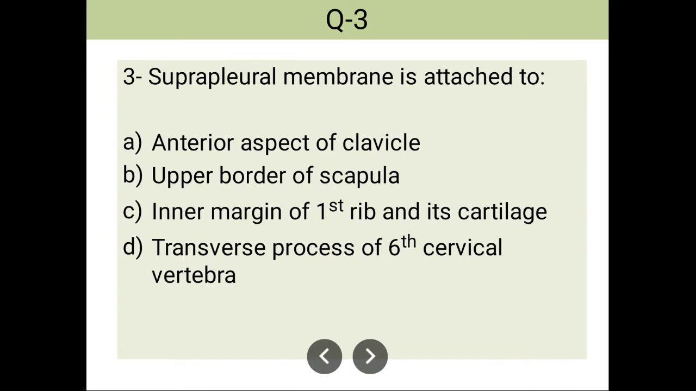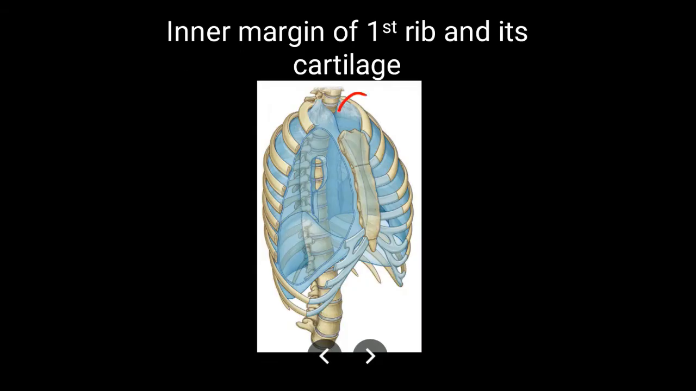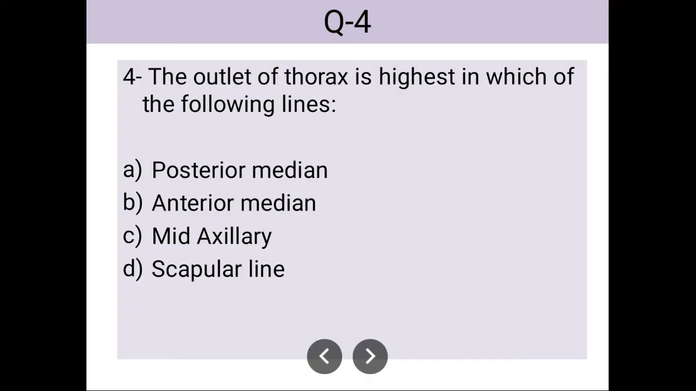Next question: the suprapleural membrane is attached to the anterior aspect of the clavicle, no. Upper border of the scapula, no. Inner margin of the first rib and its cartilage, that is the correct answer. Transverse process of the sixth cervical vertebra, no. Let's have a look here, it is attaching to the inner margin of the first rib and its cartilage.